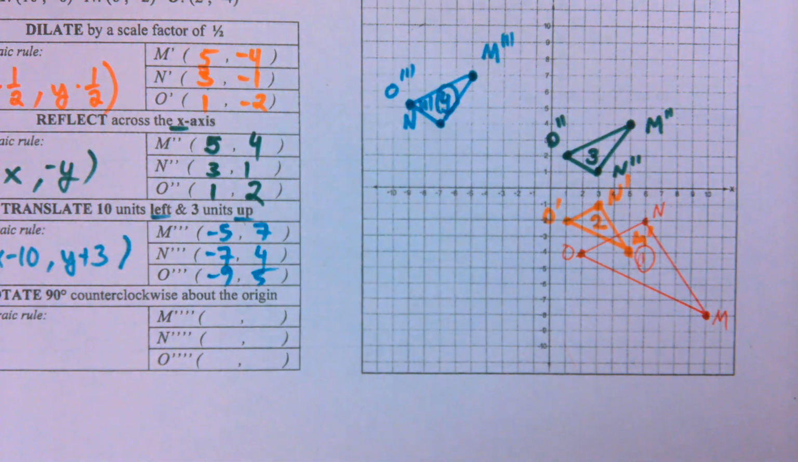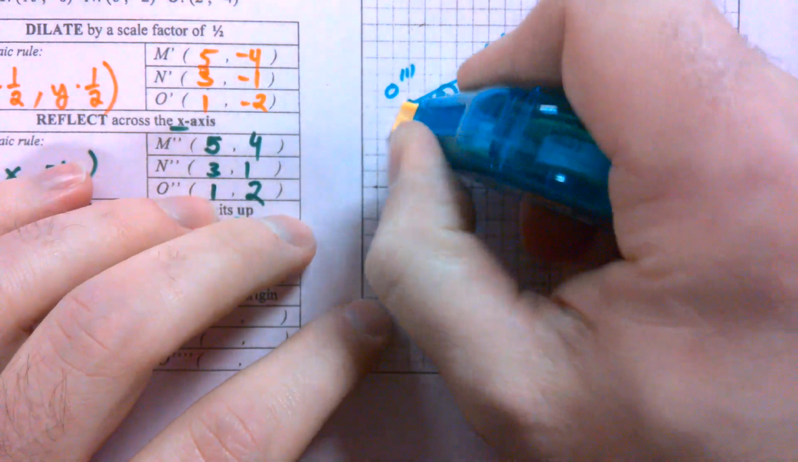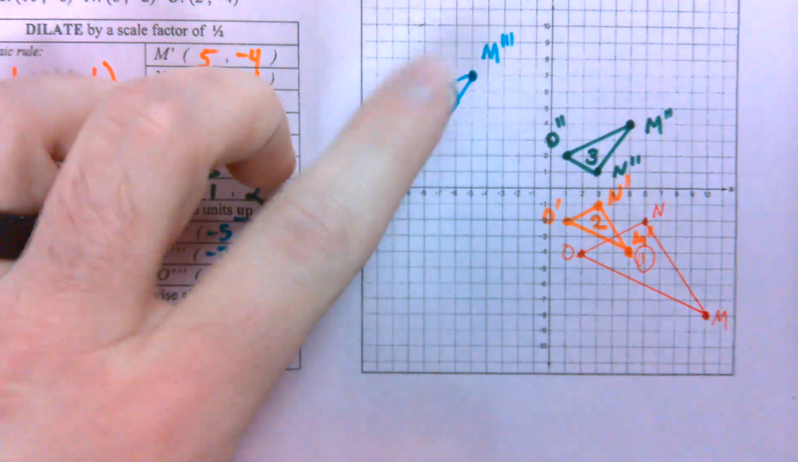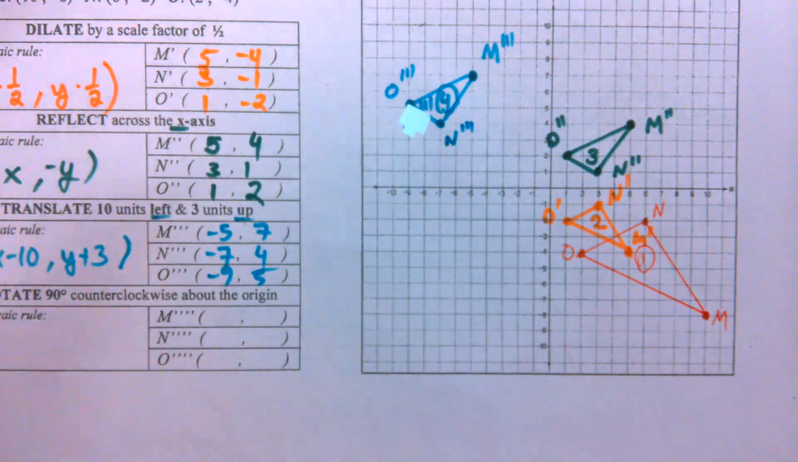Did I label this right? I did not label this right. There we go. N triple prime should be on the bottom, O on the left, M on the top. Just like that.